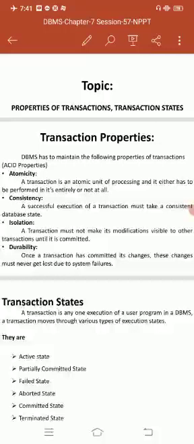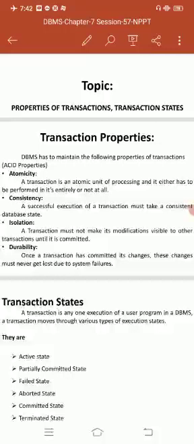So it is one atomic processing. It ensures that either all the database operations in a transaction are executed or none are executed. So a transaction is an atomic unit of processing, and it is either performed in its entirety or not performed at all.